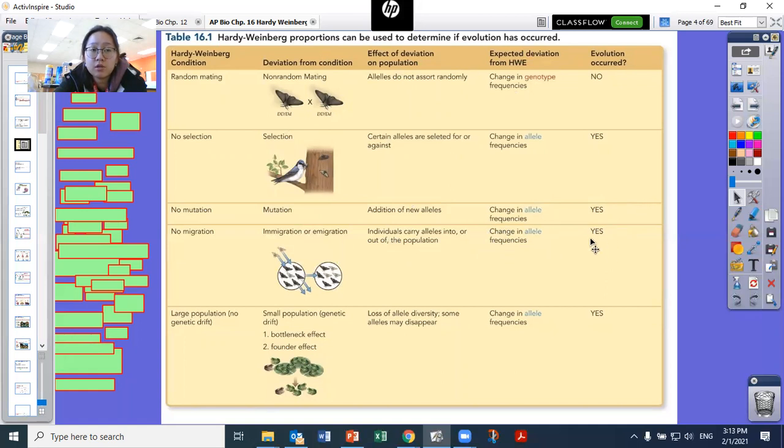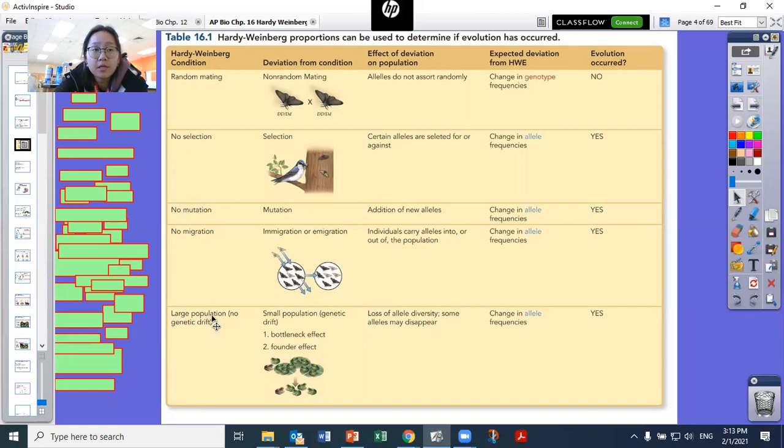So has the evolution occurred? Yes. The last Hardy-Weinberg condition would be having a large population. So some populations might meet all of the above, but if the population isn't big enough, then it would have been a genetic drift situation, right? And that is a non-Hardy-Weinberg condition.